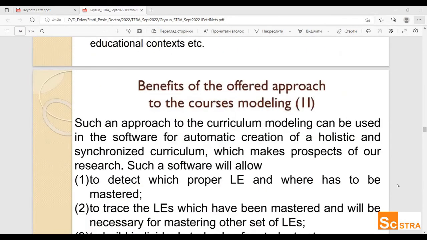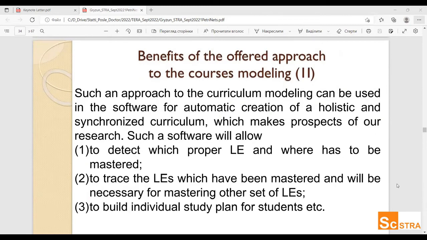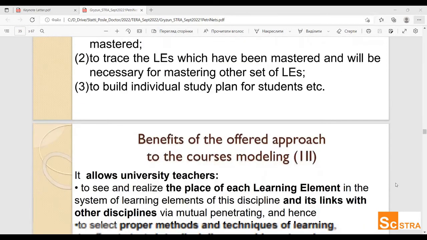Also, such an approach to curriculum modeling can be used in software for automatic creation of a holistic and synchronized curriculum, which is the prospect of our research. Such software will allow to detect which proper learning element and where has to be mastered, to trace the learning elements which have been mastered and will be necessary for mastering another set of learning elements, and to build an individual study plan for students, to personalize the curriculum, and so on.